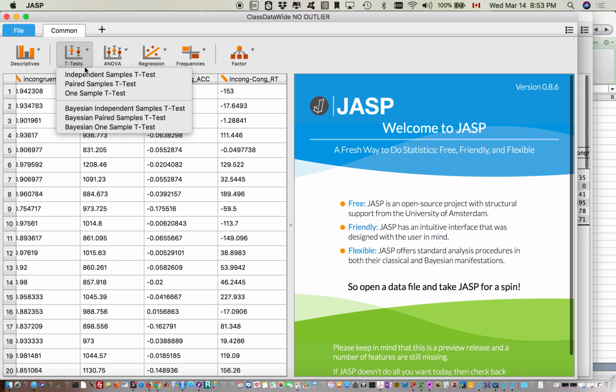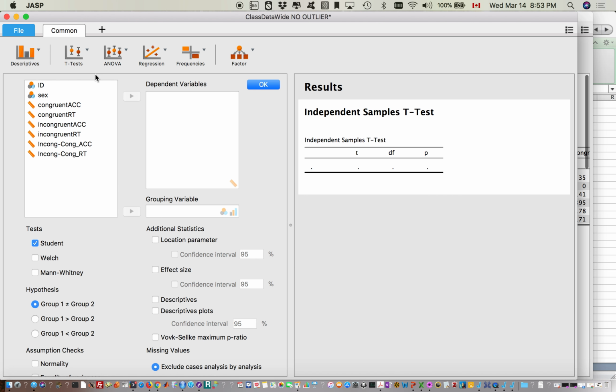So the very first thing we want to do is navigate to t-tests, and because we have two groups which are independent, that is, being male or female does not affect whether other people in the other group are male or female, these are independent groups. We're going to click on that.